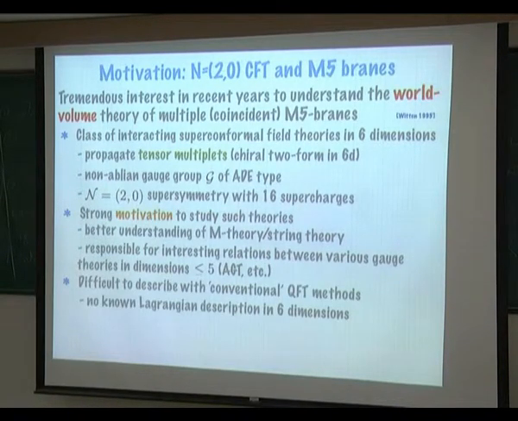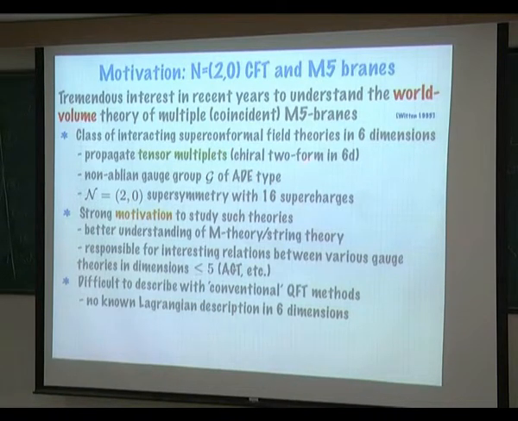The problem is, however, on a technical level, it is extremely difficult to describe the theories directly. The main problem is that conventional, quote-unquote, quantum field theory methods fail due to the fact that we do not have a Lagrangian description of the theory. Till today, there is no known Lagrangian in 6 dimensions. It is speculated that, in fact, there is none at all. The reason behind this has essentially to do with the field content, so it's very deeply ingrained in the theory and lies with this chiral 2 form.